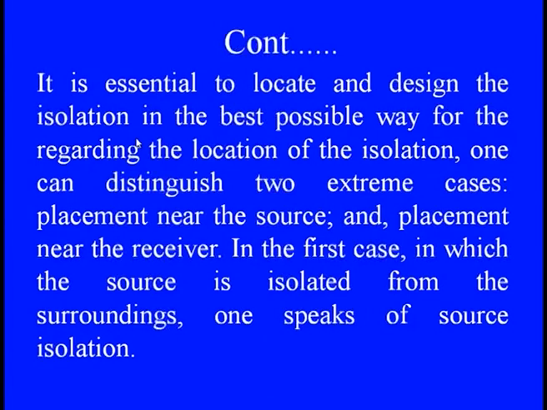So, there are two extreme cases which we can take here. First, the placement near the source, and the placement near the receiver. In the first case, when we are keeping the absorber or the isolator just near the source, we need to check what exactly the isolation features required are, because ultimately a huge amount of excitation force or excitation energy is there near the source. So, source isolation is somewhat more specific, and it needs a typical kind of properties at that point.